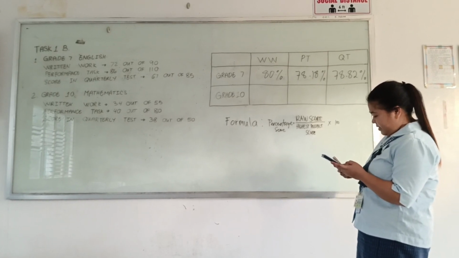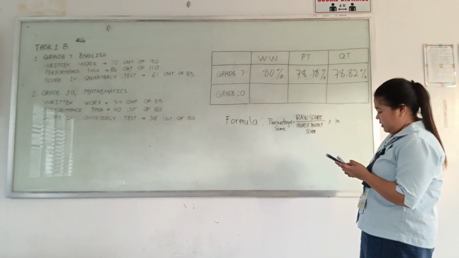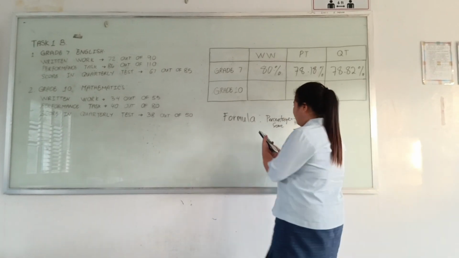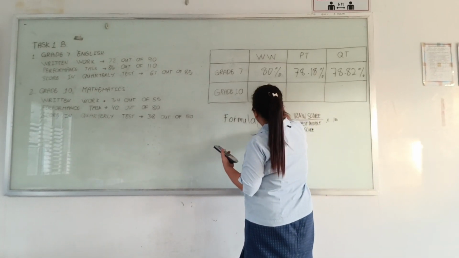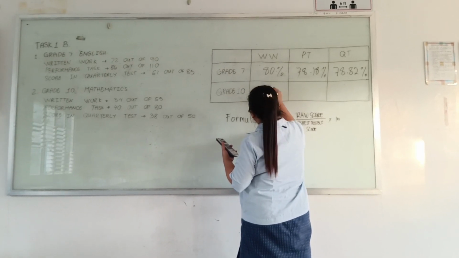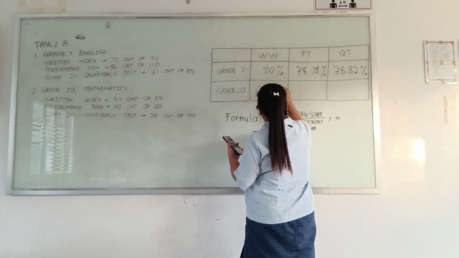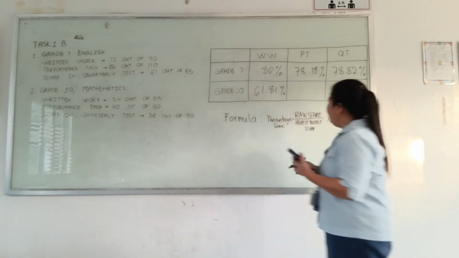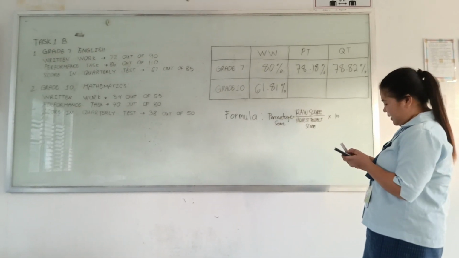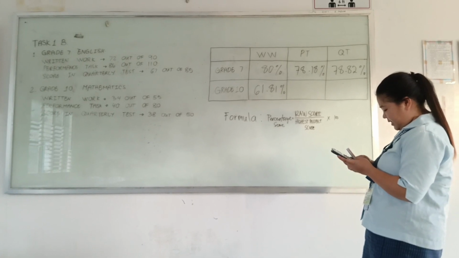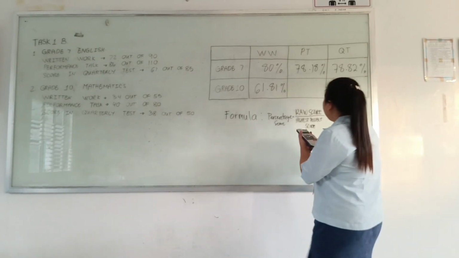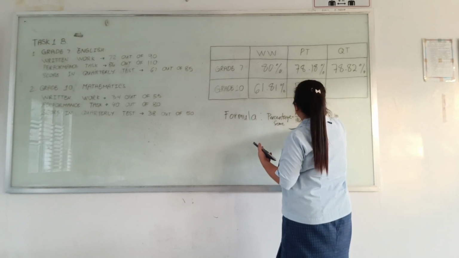divide 55 and times 100. So students got 61.81%. And for performance task, students got 40 out of 80. So 40 divided by 80 times 100. Students got 50%.